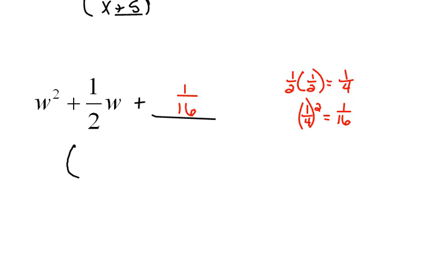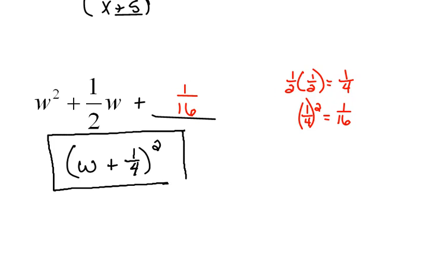Now, in order to factor this down, this is a perfect square because we forced it to be that way. This will factor into, our variable is w, and then that halved amount was 1/4. So actually this factors into w plus 1/4 squared. Now in the next video we're going to use this completing the square technique in order to solve equations.